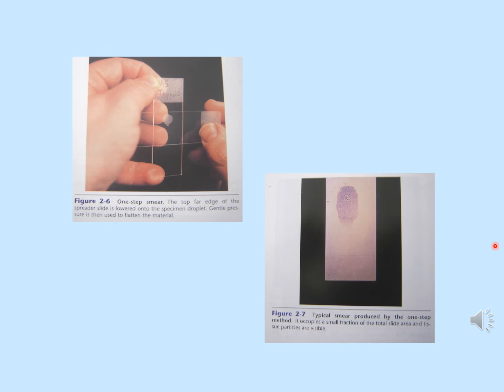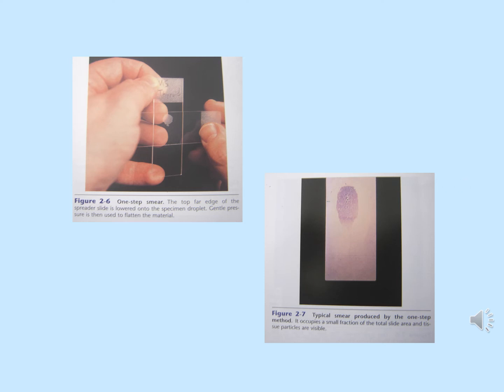Once the content is transferred onto the slide, you use another slide to apply pressure and move it to create the smear. So this is basically a one-step smear. The top far edge of the spreader slide is lowered onto the specimen droplet, and gentle pressure is used to flatten the material. Once it's flattened, it dries, and then it's stained, and it is examined under the microscope.